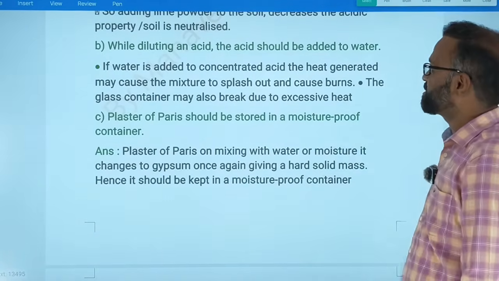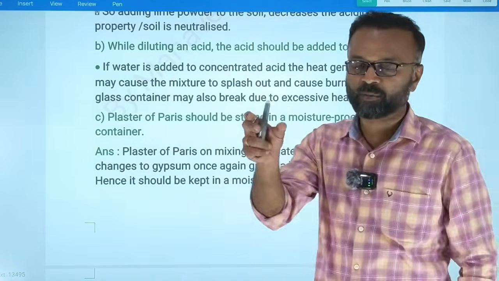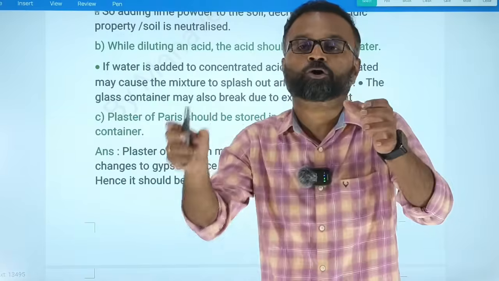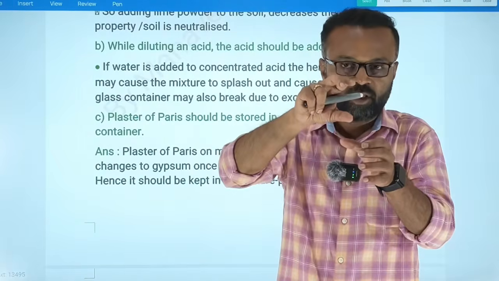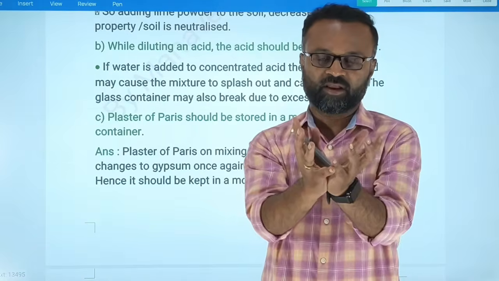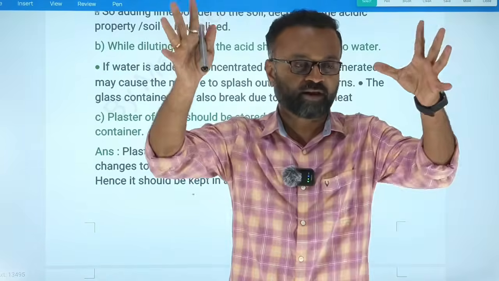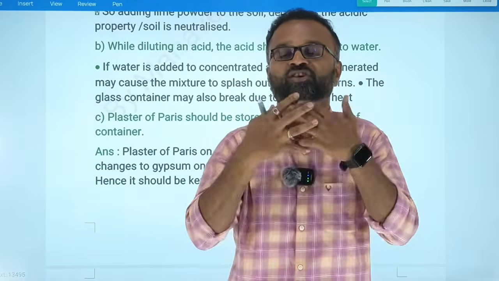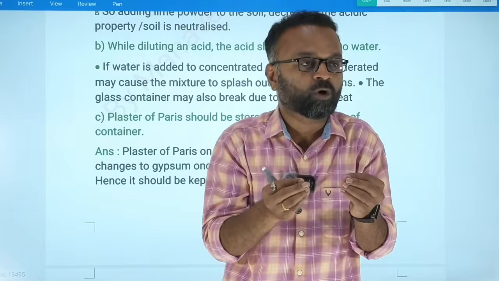While diluting an acid, the acid should be added to the water. Acid should be added to the water, not water to the acid. If you add water to the acid, the reaction is so vigorous and it is highly exothermic in nature. It will produce a large amount of heat. That solution might splash on us and cause burning.